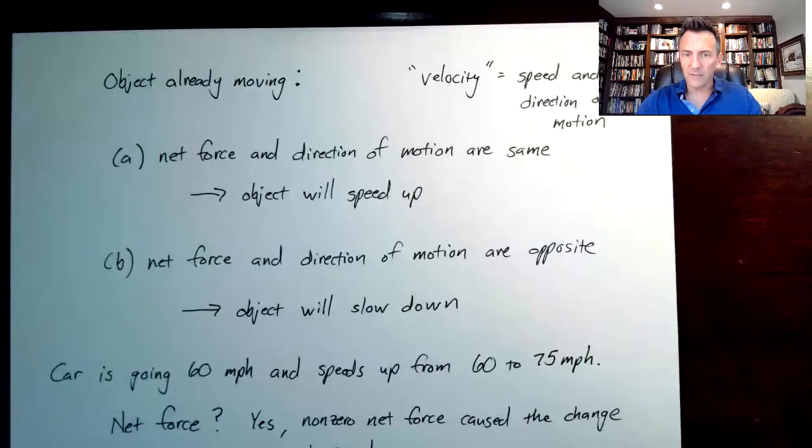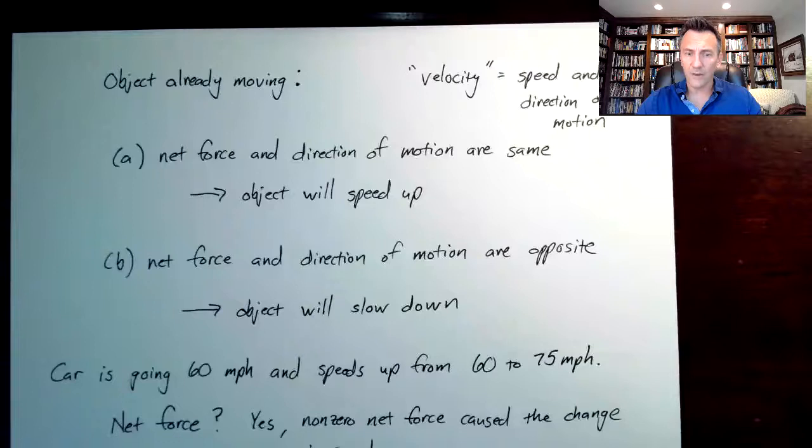Once the car reaches 75 miles per hour, let's say it stays at 75 miles per hour. Maybe you've set the cruise control to 75. Now the net force is back to zero because the speed is no longer changing. So to summarize, the net force was zero when the car was moving at a constant 60. It was non-zero when it sped up from 60 to 75. And then it was zero again when the car was moving at a constant 75 miles per hour.